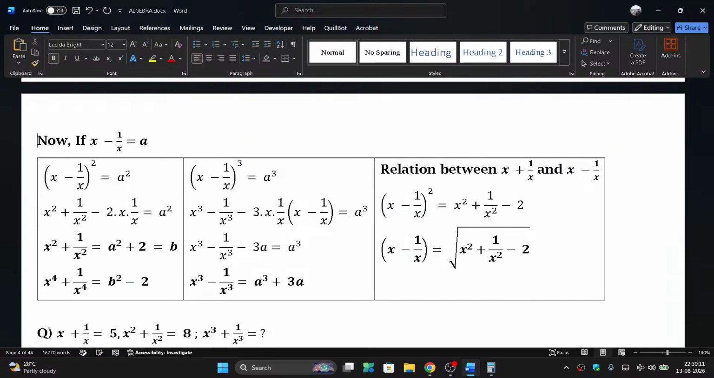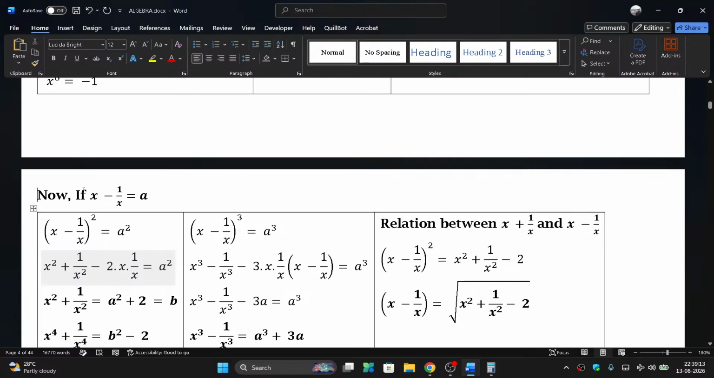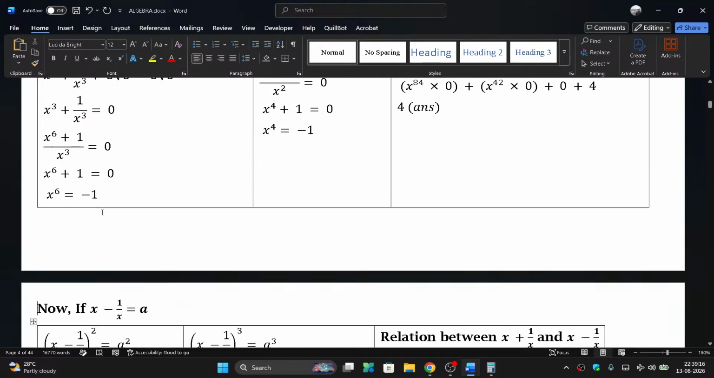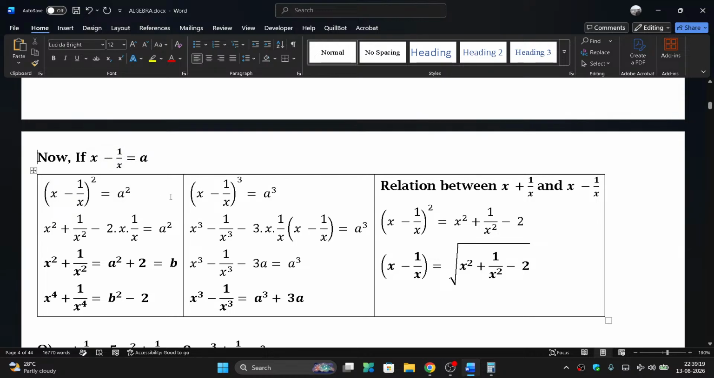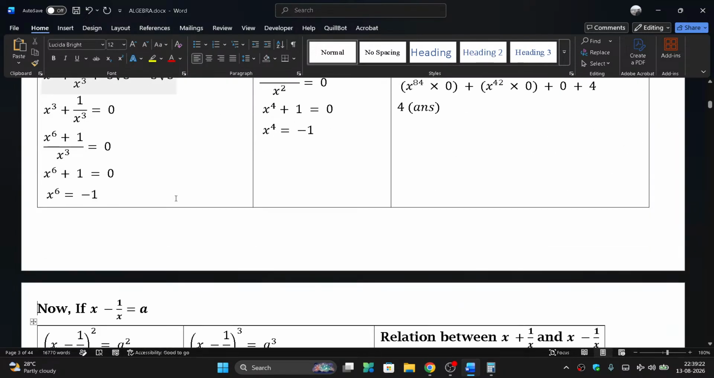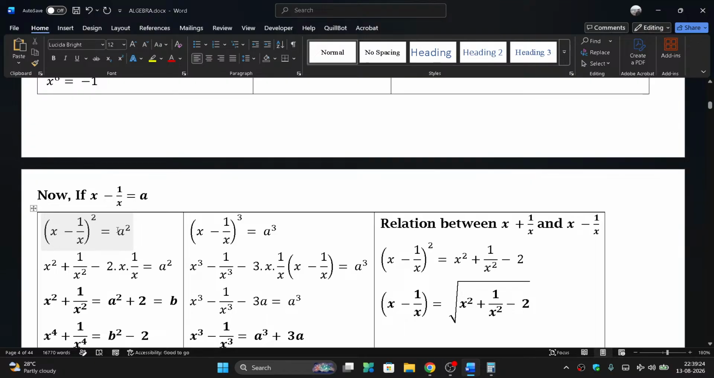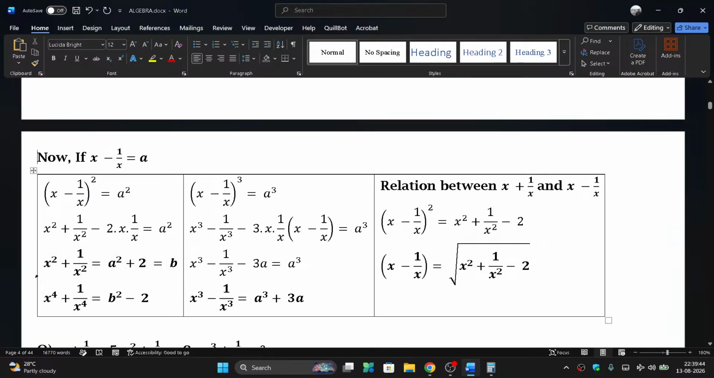Now if the value is like x minus 1 by x equals a, or p or q, any variable or any number, then we have to square both the sides. x square plus 1 by x square minus 2x into 1 by x equals a square. Okay, this will cancel out. x square plus 1 by x square equals a square plus 2. And we got the value of x square plus 1 by x square.